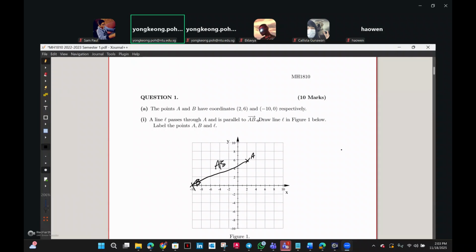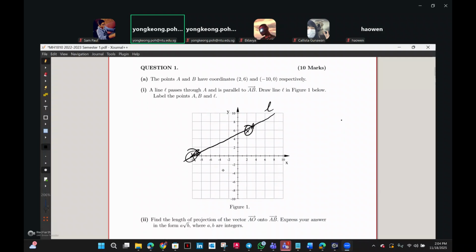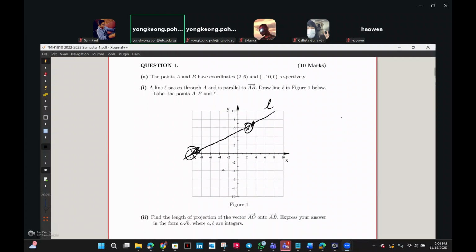So my line passes through A and is parallel to this vector, meaning my line will be in the same direction and it passes through A. So the line will look like this. Use a ruler and draw a straight line that cuts through this point and this point. So this is the line L. So for this first part, we should be done. We have point A, point B, and a line L.